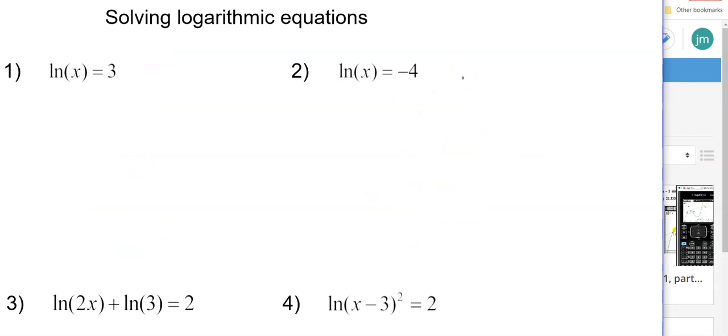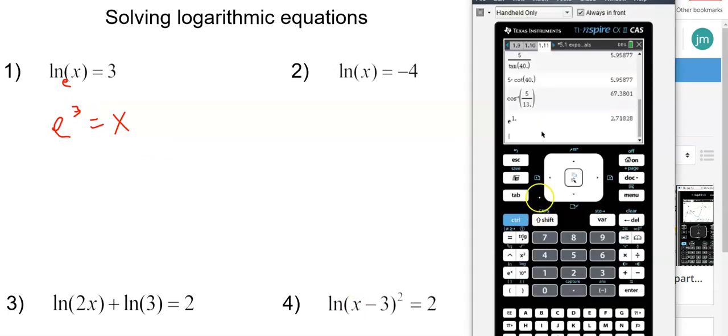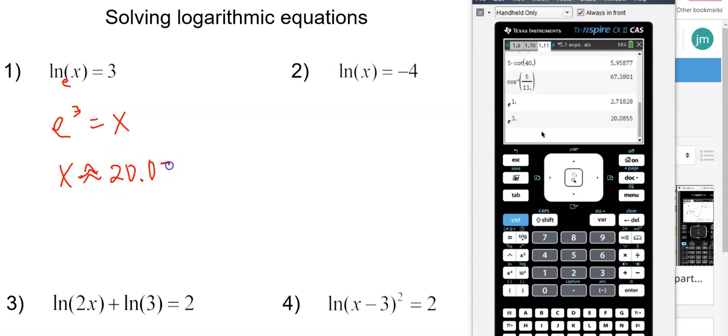Okay, so solve these equations. Again, you're going to change the form. When you're first starting out, it's a good idea to go ahead and put the e in there. It helps you change the form a little easier. So this would be e to the third equals x. That's the exact answer. If it was a no calculator section, that's the answer I'd want. If you're in the calculator section, you can hit the e to the x key, e to the third. I'm going to put a decimal point so I get a decimal. So x is approximately equal to 20.0855.